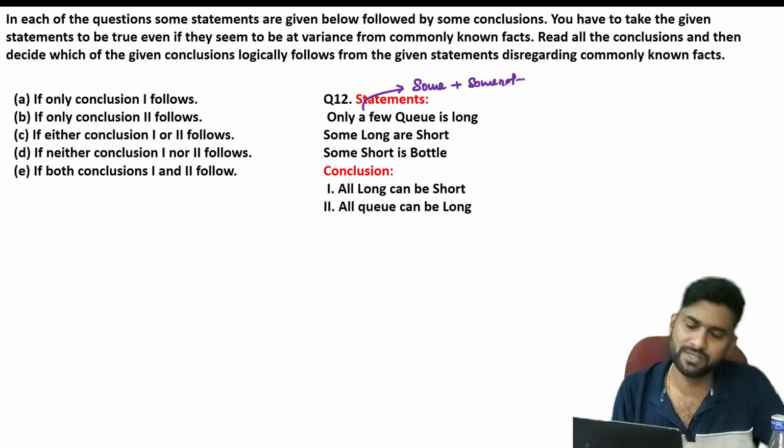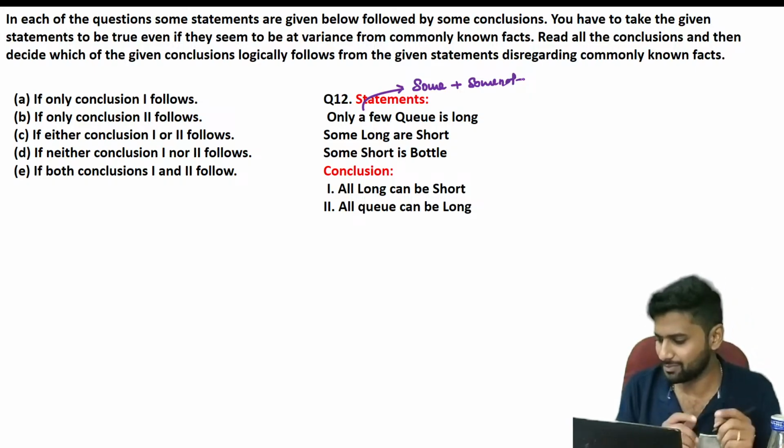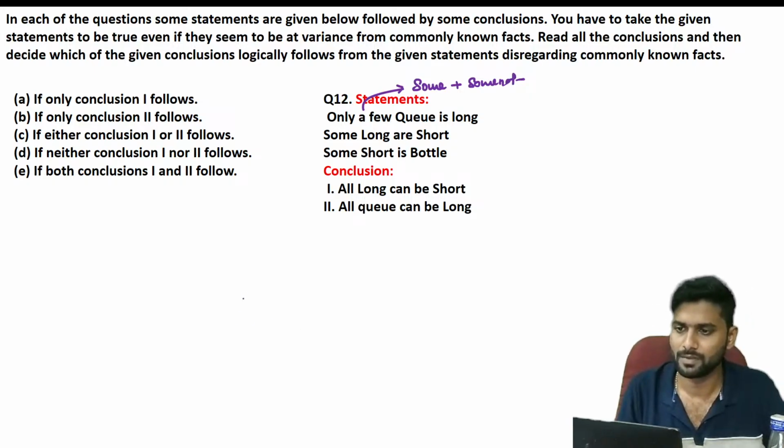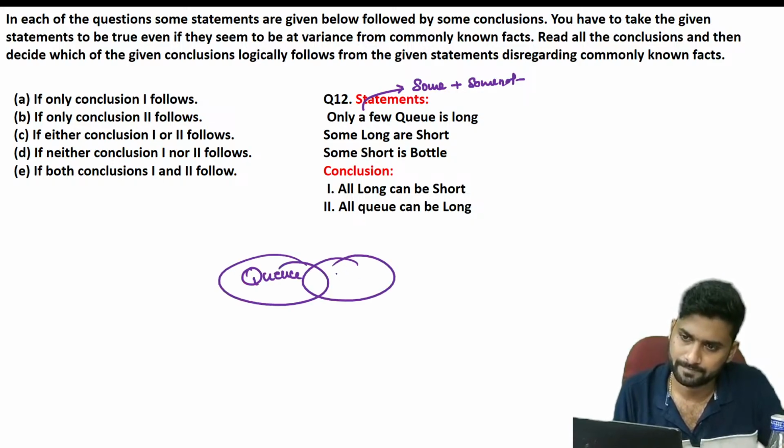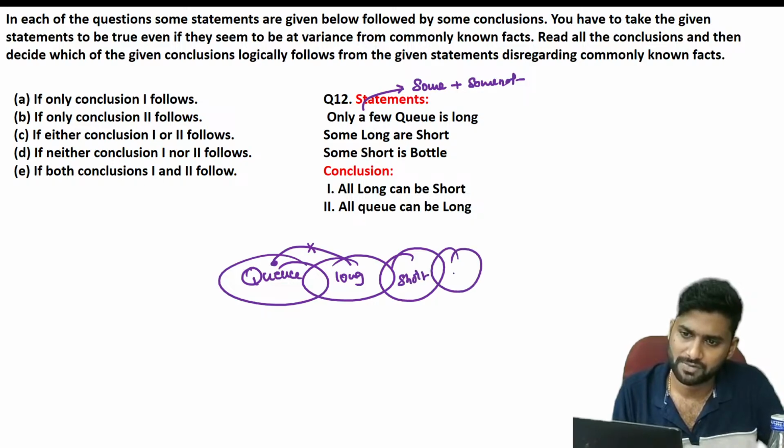Only few means you have to represent both some and some-not cases together. Only few Q is long, some Q is not long. Some long or short, some short or bottle. Now see, all long can be short.